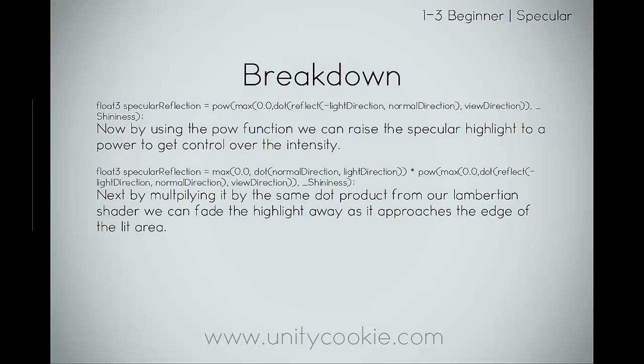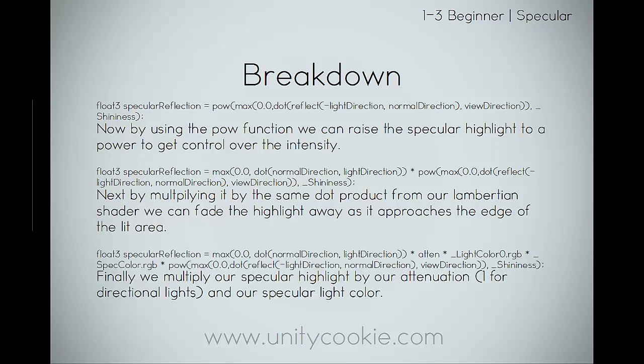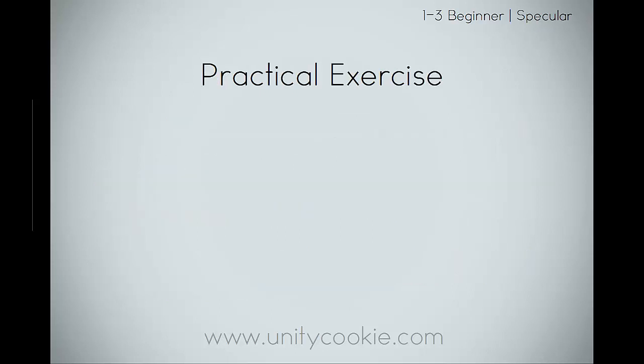Next, we multiply it by the same dot product from our Lambertian shader. In this way we can fade the highlight away as it approaches the edge of the lit area. Otherwise, we would get a specular highlight on the wrong side of the model, away from the lighting, and that just doesn't make sense. Now we could just use a max function. Instead of doing that, by doing the dot product, it will just make it a little softer. It'll soften it out on the edge, rather than having just a harsh cutoff. Alright, finally, we multiply our specular highlight by our attenuation and our specular light color, just like we did with our diffuse model. Alright, so that was pretty quick.